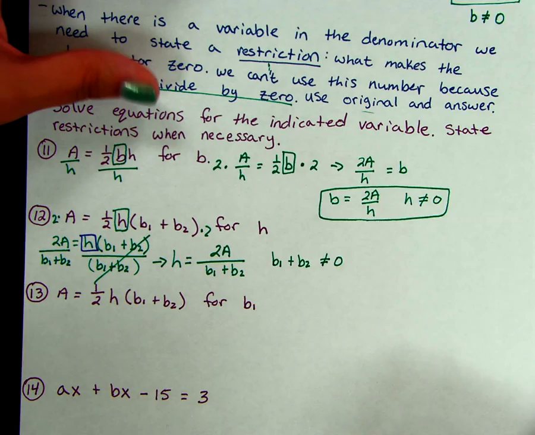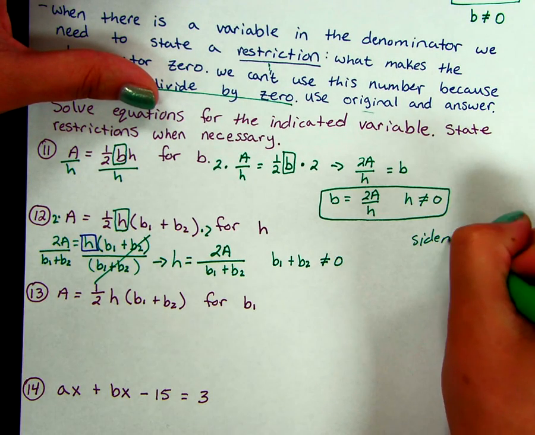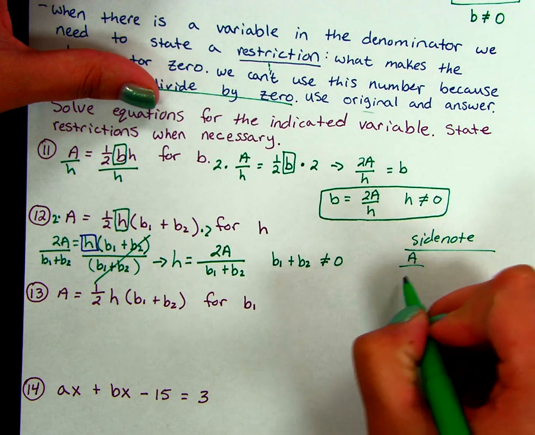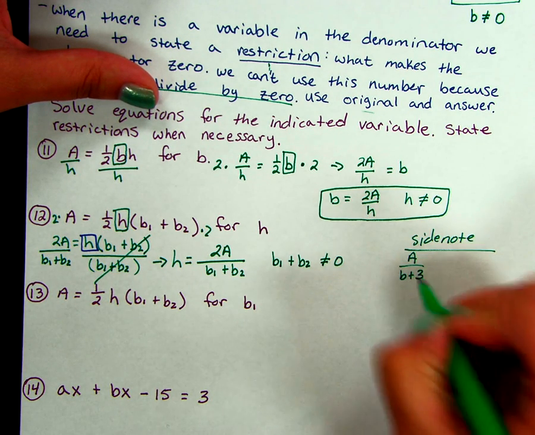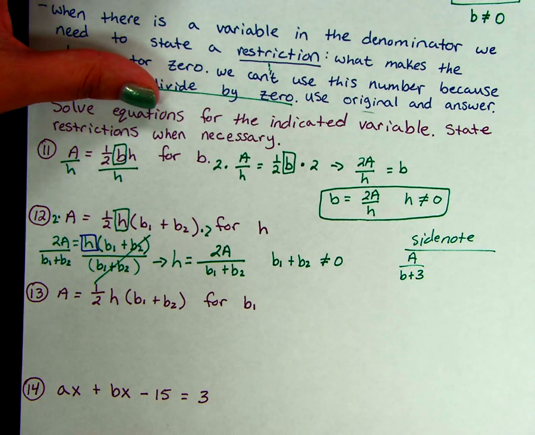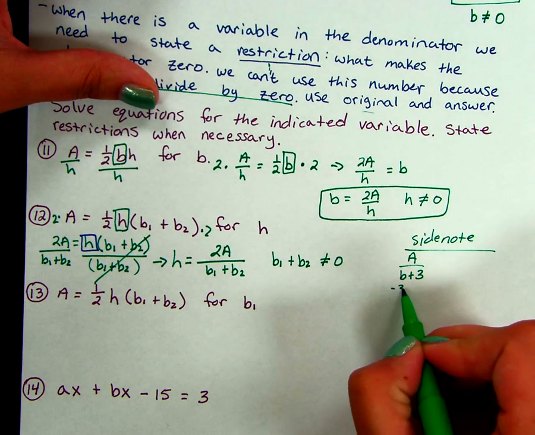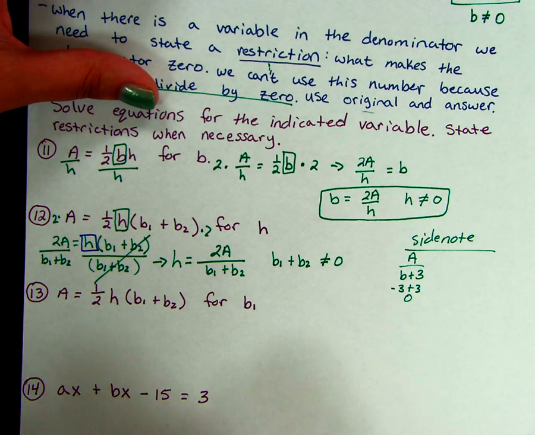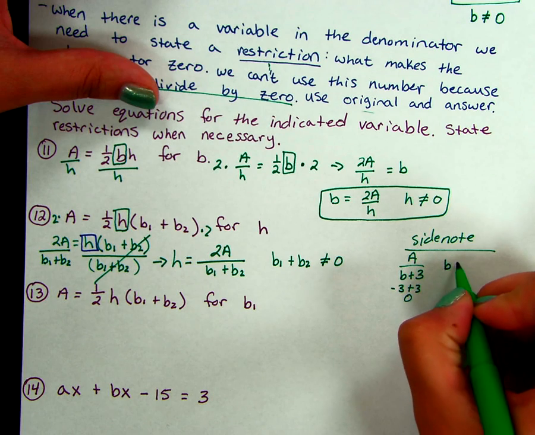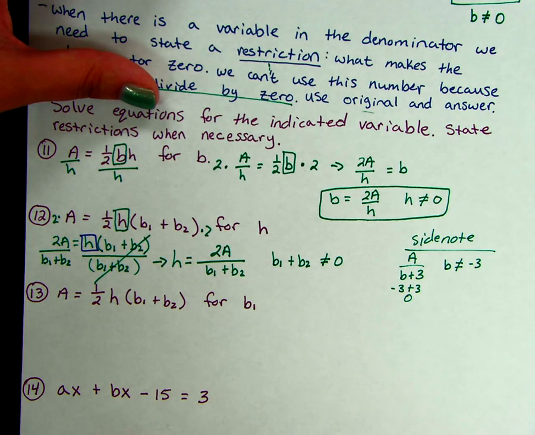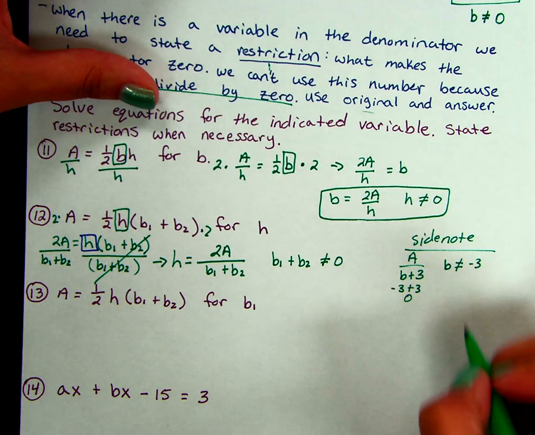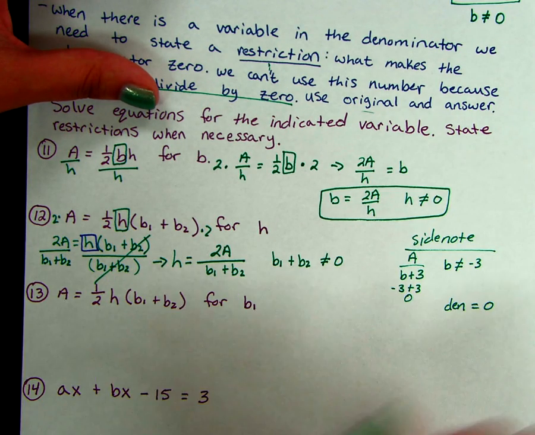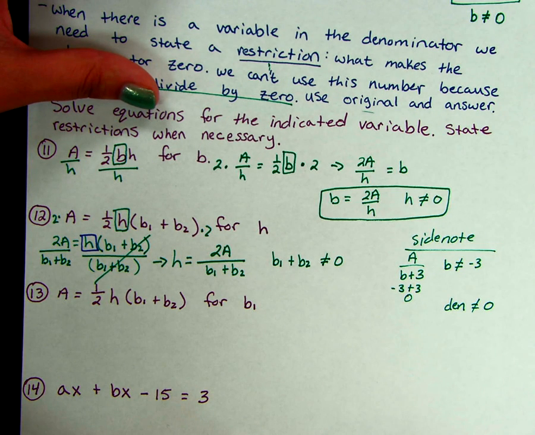Now let's say it was a letter. Just as a side note over here, let's say we ended up with a fraction of A over B plus 3. For this restriction, if I substitute in -3 here, so -3 plus 3, that gives me 0. Well, I can't divide by 0. So the restriction for this one would be B cannot be -3. So when you're finding restrictions, you're taking whatever the denominator is, setting it equal to 0 and solving, and then you say whatever you get for your answer, it can't be that.